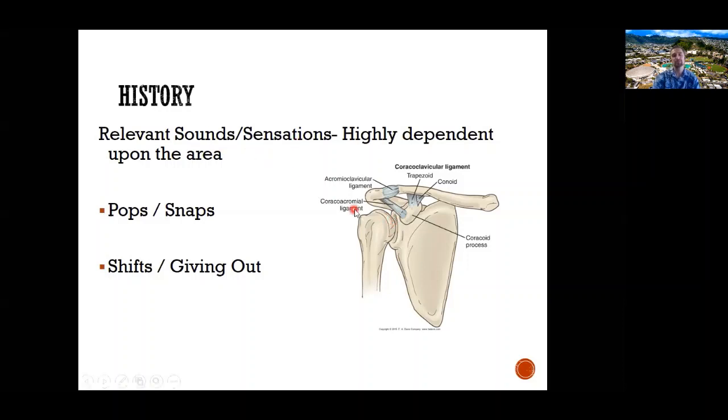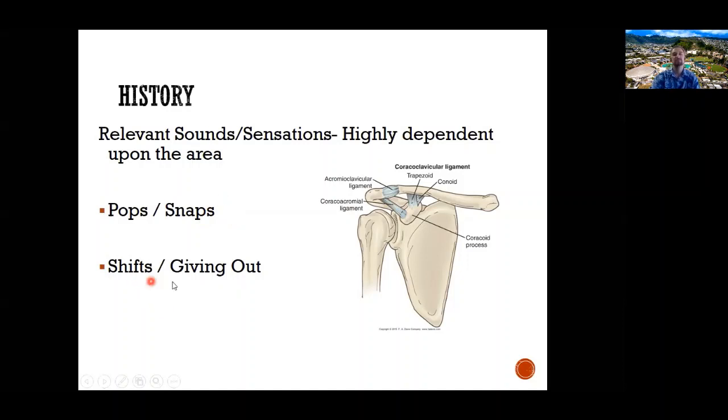So sounds can be a tricky one, especially when you get reverberation, so if it's a sound that bounces around inside of a joint. So popping and snapping, that's kind of like, okay, you've got to really figure out what's going on.